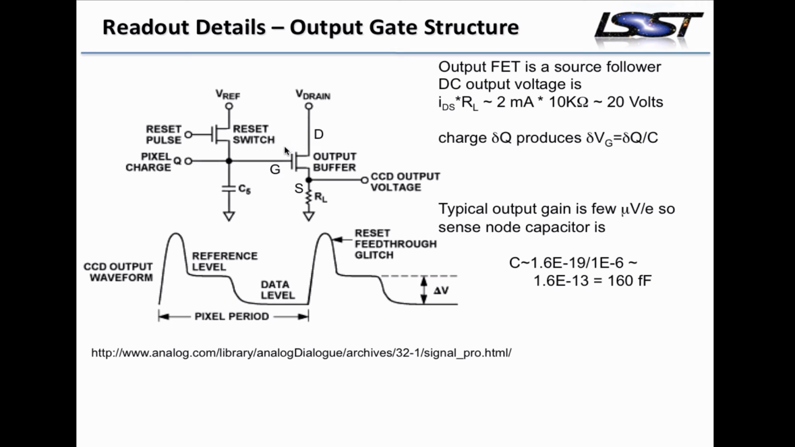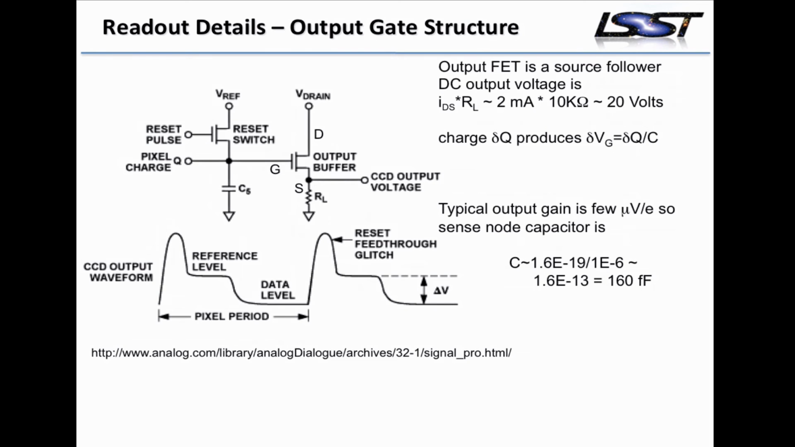This is chosen to be a field effect transistor rather than a bipolar transistor because we don't want any current flowing into this device. We don't want the charge to bleed off. So that's why this is an FET. And all this FET does is present at this point a replica of the voltage at this point. So it's a unity gain source follower in this configuration and just basically buffers the output.